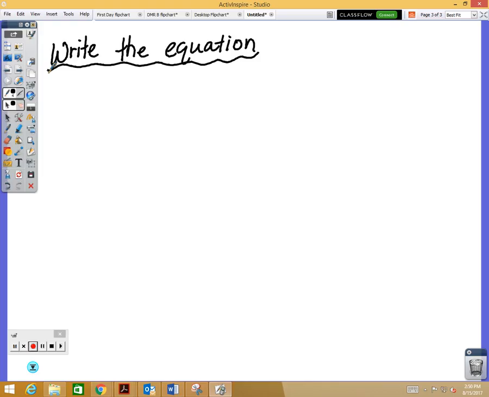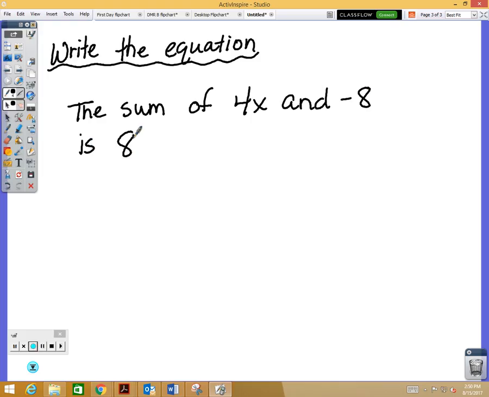And I use the words, the sum of 4x and negative 8 is 8. I gave you that word sentence, and I said I wanted you to write the equation. What are some key words here that help us know what to write? Sum is addition. So adding 4x and negative 8.